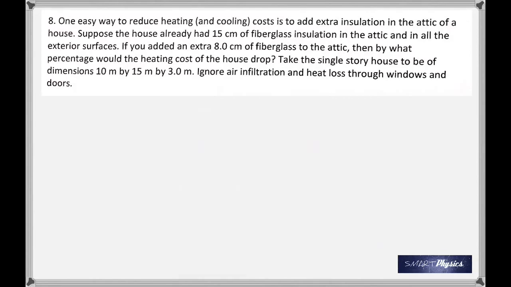Okay, this question is about reducing the heating and cooling costs by adding extra insulation in the attic of a house. This house already has 15 centimeter fiberglass in the attic, and you are adding an extra 8 centimeter. By what percentage would the heating cost drop? The dimensions are 10 by 15 by 3. Ignore air infiltration and heat loss through the windows and doors.